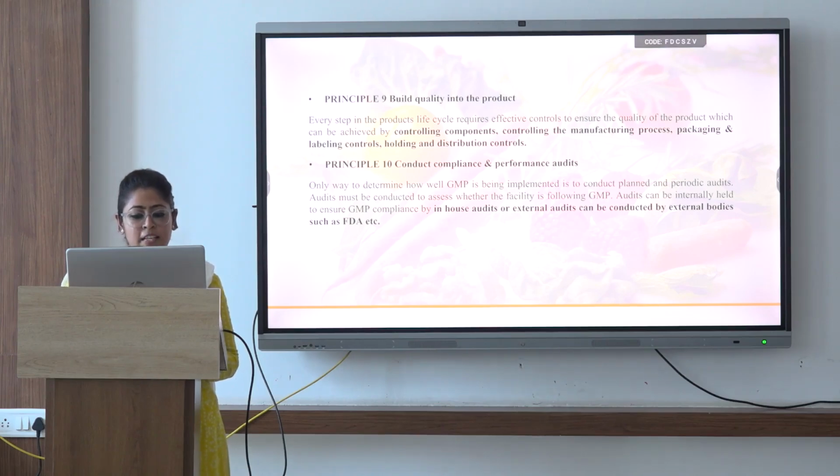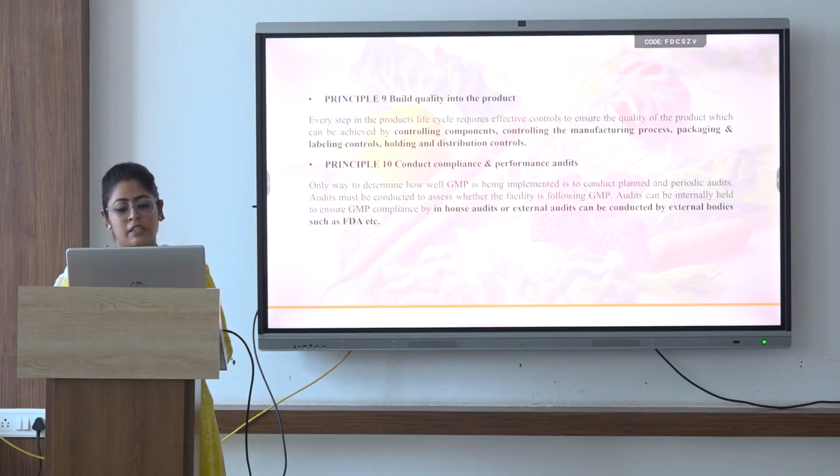So you must have a planned and periodic audit, and the audit must be conducted to assess whether the facility is following GMP. Audits can be held internally to ensure GMP compliance, as in-house audits, or external audits can be conducted by external bodies such as FDA or other certification bodies. While conducting audits, the in-house or internal audit is a mandate, and also external audit by external bodies, especially in case of certification.